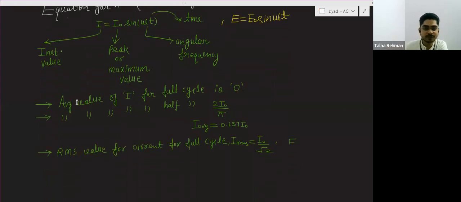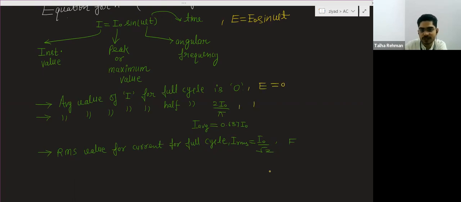If you calculate average value of current for full cycle, then also you will get 0. If you calculate average value of current for half cycle, then you will get 2 I naught by pi. If you calculate the root mean square value of the current, then you will get again I is equal to I naught by root 2.